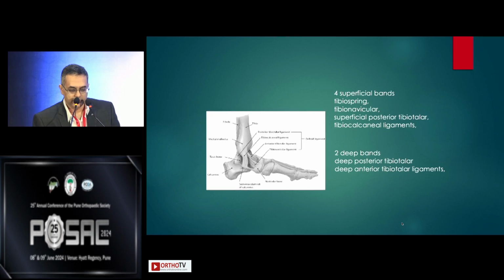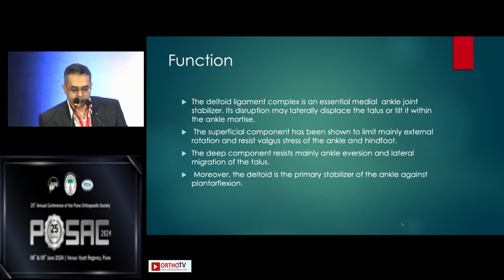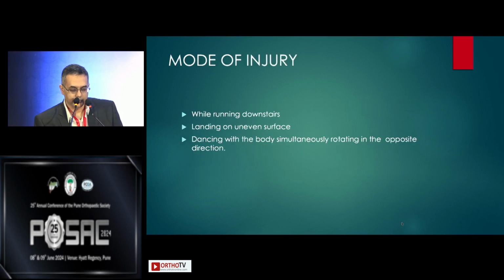There are 4 superficial bands: tibiospring, tibionavicular, superficial posterior tibiotalar, and tibiocalcaneal ligaments, and 2 deep bands: deep posterior tibiotalar and deep anterior tibiotalar ligaments. The function is a medial ankle joint stabilizer. The superficial component is shown to limit mainly external rotation and resist the valgus stress of the ankle and hindfoot. The deep component resists mainly ankle eversion and lateral migration of the talus.